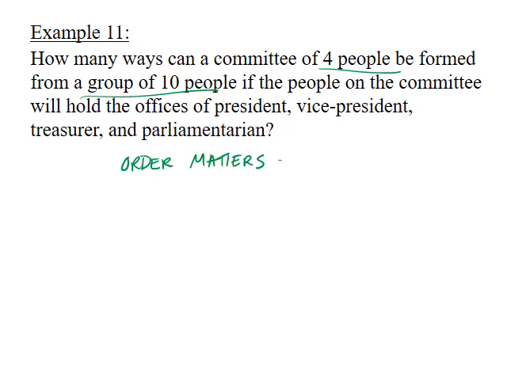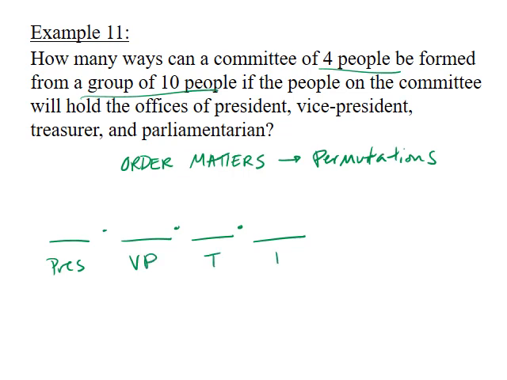So if the order matters, that means we are going to be dealing with permutations. So we have 4 offices: president, vice president, treasurer, and parliamentarian. 10 choices, 9 choices, 8 choices, and 7. This is the same thing as using this notation. And this gives a result of 5,040.